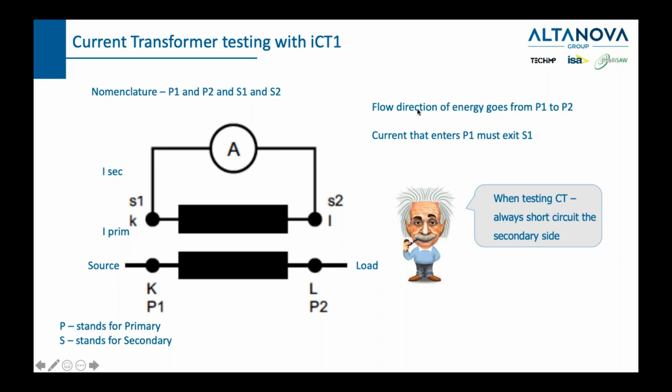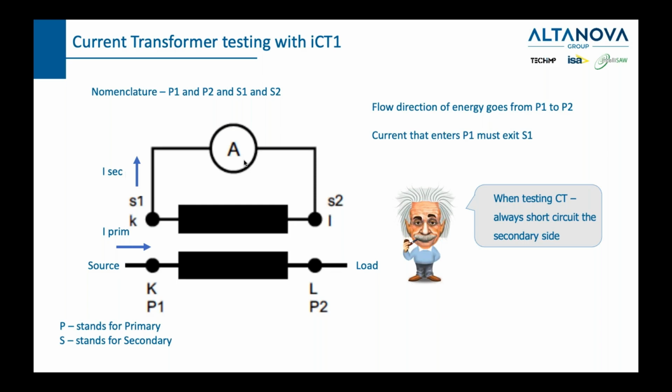Now, also, if we want to have a correct polarity, we need to say that the current which enters P1, as you can see here, should exit S1. And this is how we define the correct polarity. And also, you can see here that we have short-circuited the secondary side by putting an ammeter in this connection. We have basically made a short circuit because the ammeter has very low resistance. And what is important to say is that this is a necessary practice when you are testing a current transformer. Why is this so?